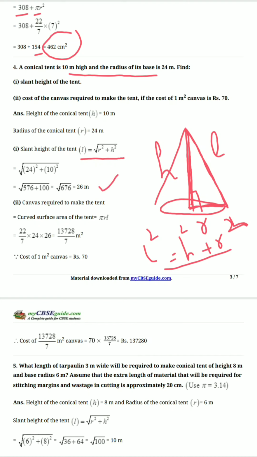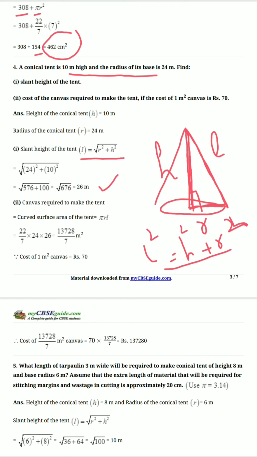Now the question comes, we have to find the cost of canvas required. The canvas or the cloth material which we will use for making the tent will cover the curved surface area of the tent, because the bottom will remain open, it will be on the ground. So the canvas required should be equal to the curved surface area of the cone. So here first of all we will find the curved surface area of the cone, which will give the meter square of canvas required for making the tent.